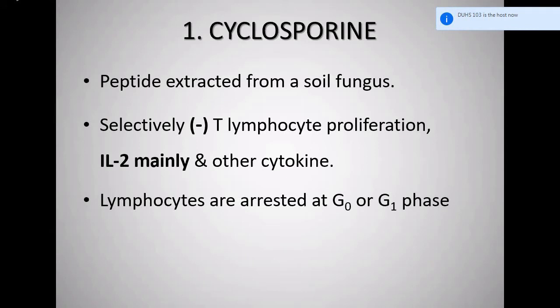You will come across this again and again. Interleukin-2 is the main cytokine involved in the immune system, and we will see the different drugs that inhibit the production of this interleukin. They arrest these lymphocytes in the G0 to G1 phase. You know, these are the phases of the cell cycle. All these drugs inhibit the proliferation of the T lymphocytes and mainly inhibit the release of interleukin-2.